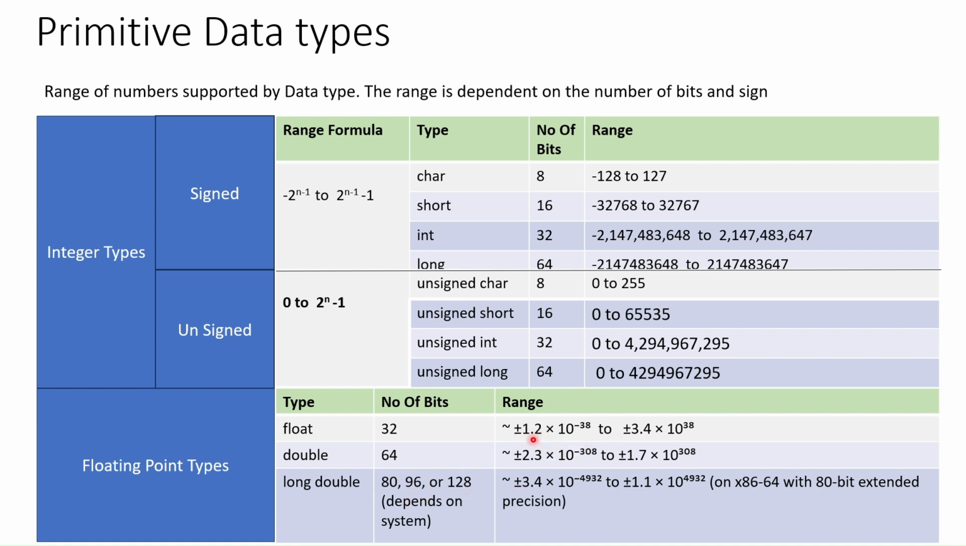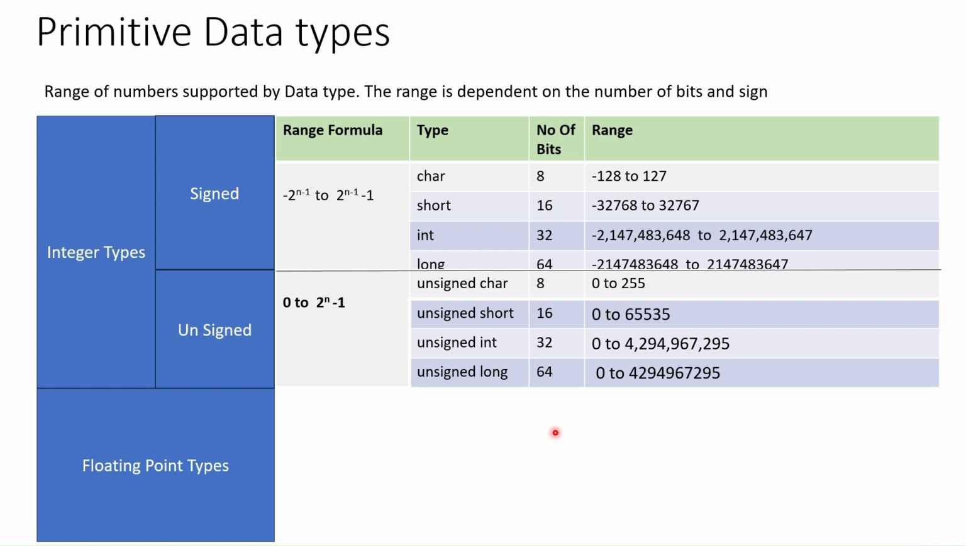You can compute it using 1.2 into 10 power of 38, and this is the negative and this is the positive. We already discussed how floating point numbers are stored in memory, so you can go to the earlier lectures for that. Right now, focus only on float, double, long double, the number of bits each supports, and the range. Okay, let's see.